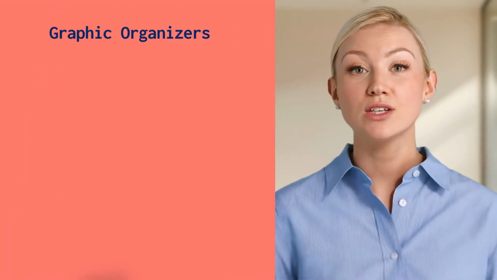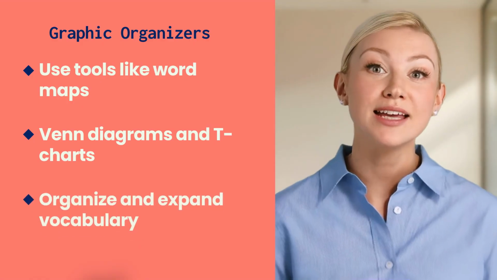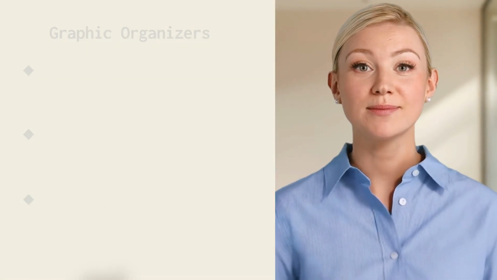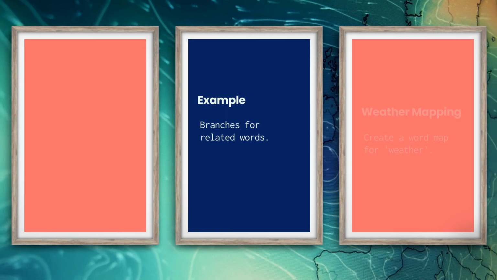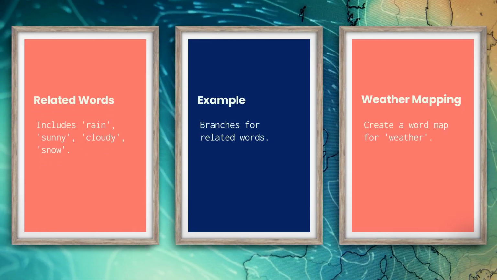Graphic organizers use tools like word maps, Venn diagrams, and T-charts to organize and expand on vocabulary. For example, create a word map for the word weather with branches for related words like rain, sunny, cloudy, and snow.